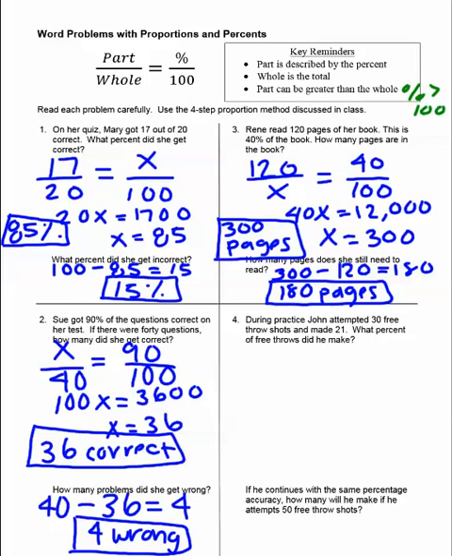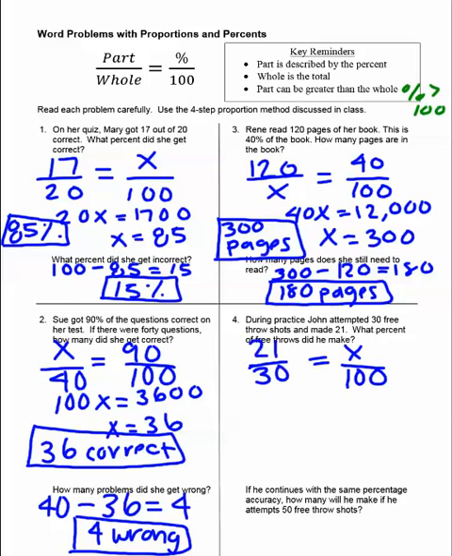Now, looking at example 4. During practice, John attempted 30 free throw shots and made 21. What percent of free throw shots did he make? So here it's asking us to find the percent. So we don't know what our percent is, so we have x over 100. And he attempted 30 free throw shots. So that is our whole, and we know our part is 21.